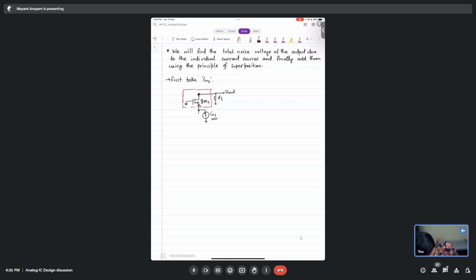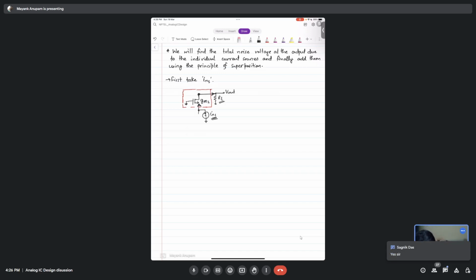Now if it goes through this MOSFET, from this terminal, if you see, it has to come out of this terminal, right? It cannot flow anywhere else. If this current is flowing through this terminal, it has to come out through this terminal, correct? And this current will flow through this RL, exactly.